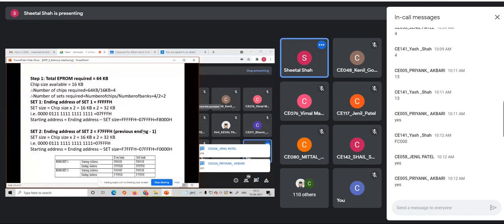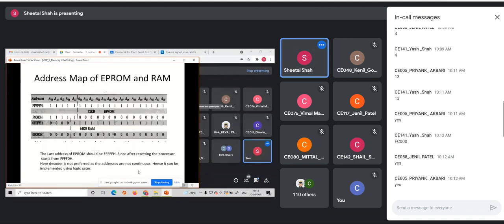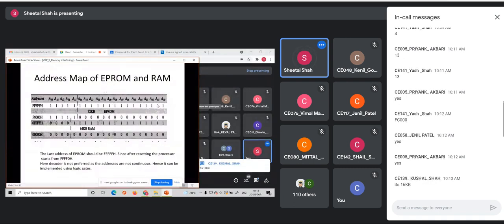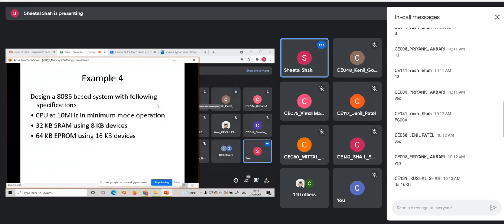Okay. FC or F8, ROM set 1. FFFFF would be my ending address. Why is it showing F8? 8 kilobyte. 8 kilobyte means what? 16 kilobyte. Wait. Sorry. EEPROM is of 16 kilobyte. Okay, fine. Sorry. This RAM is of 8 kilobyte, but EEPROM is of 16 kilobyte.